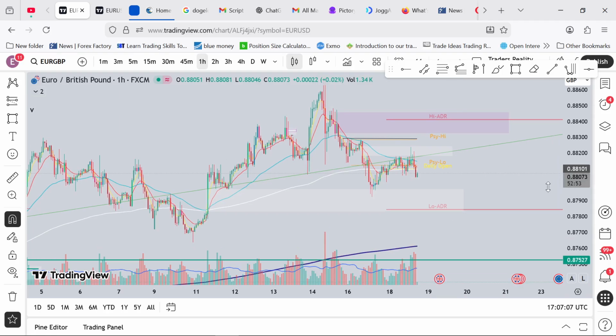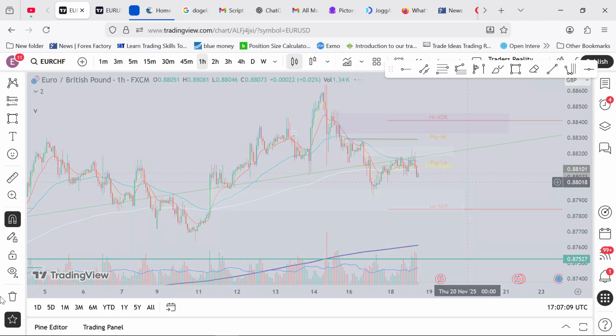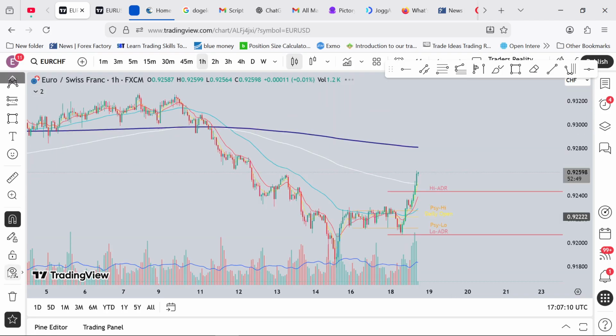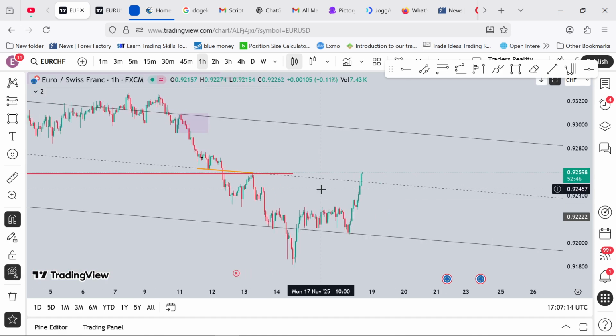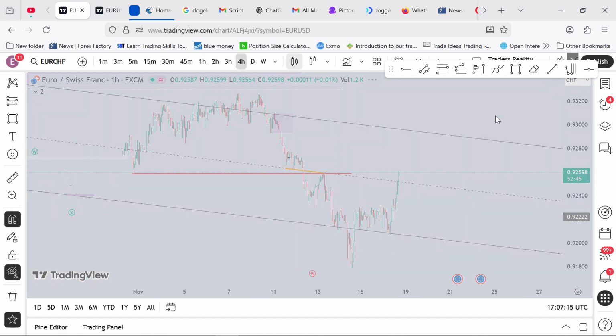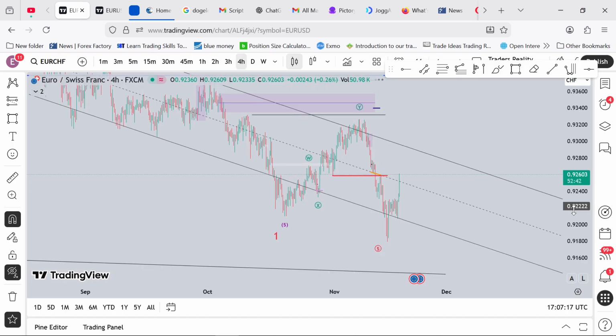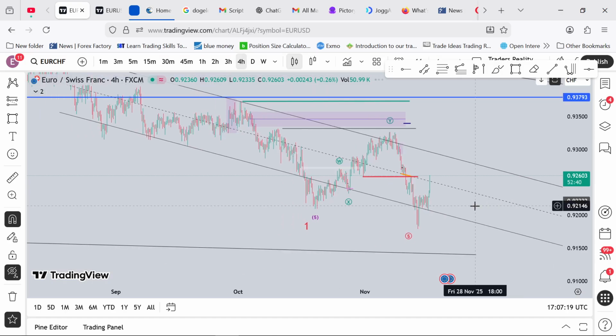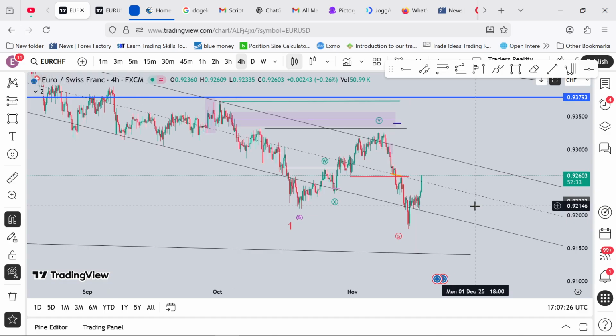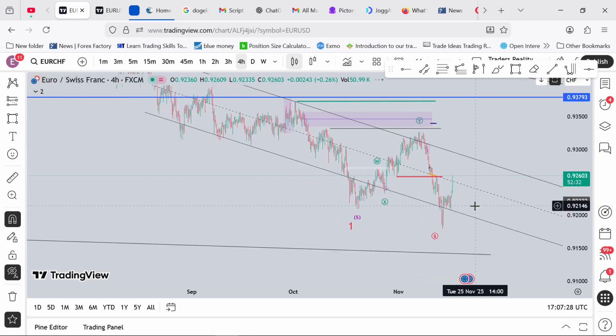Let's look at one more quickly. We'll start on the 4-hour time frame. This is Euro CHF. I will plan the next video. I haven't planned this, and we'll go into deeper detail and make this clearer.